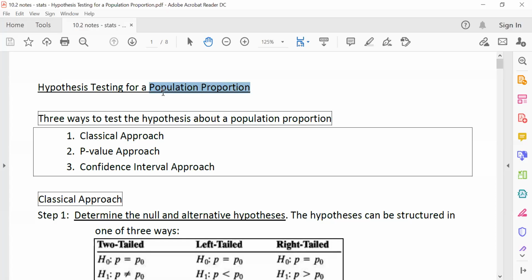I told you there's only going to be two parameters that we're going to test in this course. The population proportion, which we're going to handle today, and then the population mean or average, which we will handle next time.